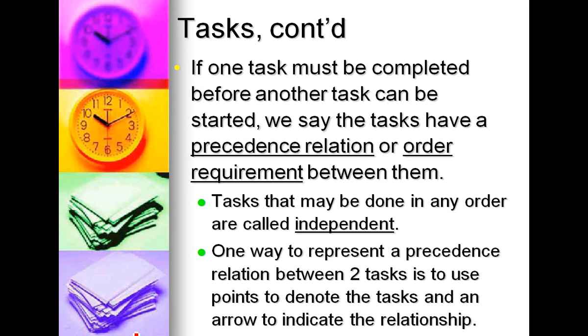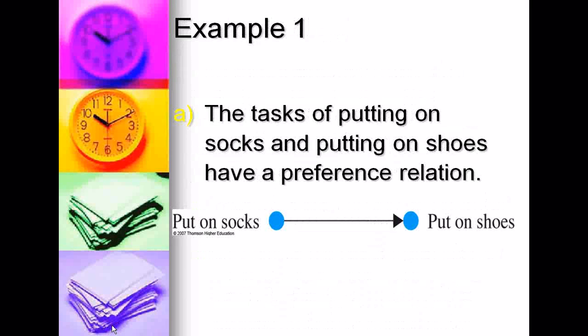So here's another precedence relationship or preference relationship or order requirement. There are several different ways to express this preference relationship. So here we're putting on socks and putting on shoes. So we have our regular looking graph, but you notice there's something new. There's an arrow. This says that socks have to come before putting on shoes. This becomes a one-way street. Have to put on socks, then you can put on shoes.